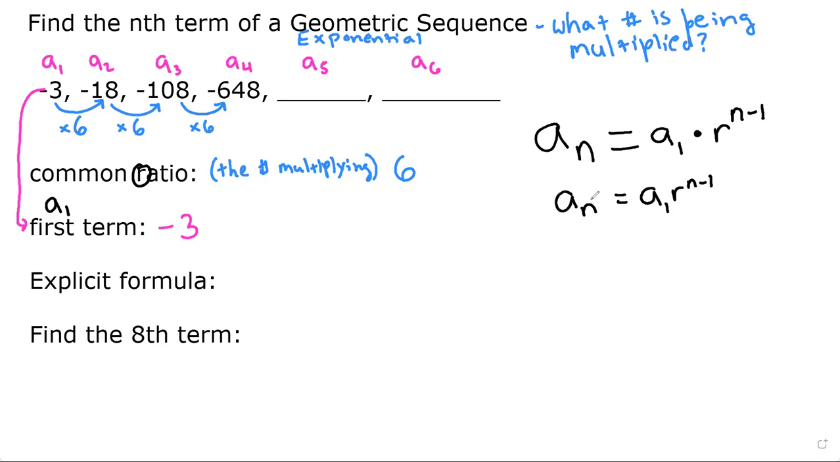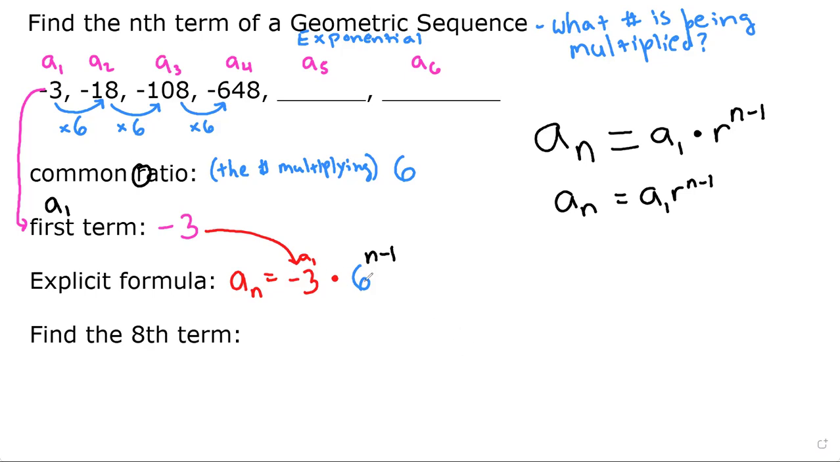All right, so now that we've got our formula, I'm going to write the formula over here. Let's do it in red. It's going to be a sub n equals, I'm just copying exactly, and then a sub 1 is -3. That's right there, because that's a sub 1. And then I multiply it because it's multiplied. Then I put my r, and the r is going to be 6. And then there's going to be an n minus 1 on top of the 6 because there's an n minus 1 here. And so that's our formula, and that was easy.